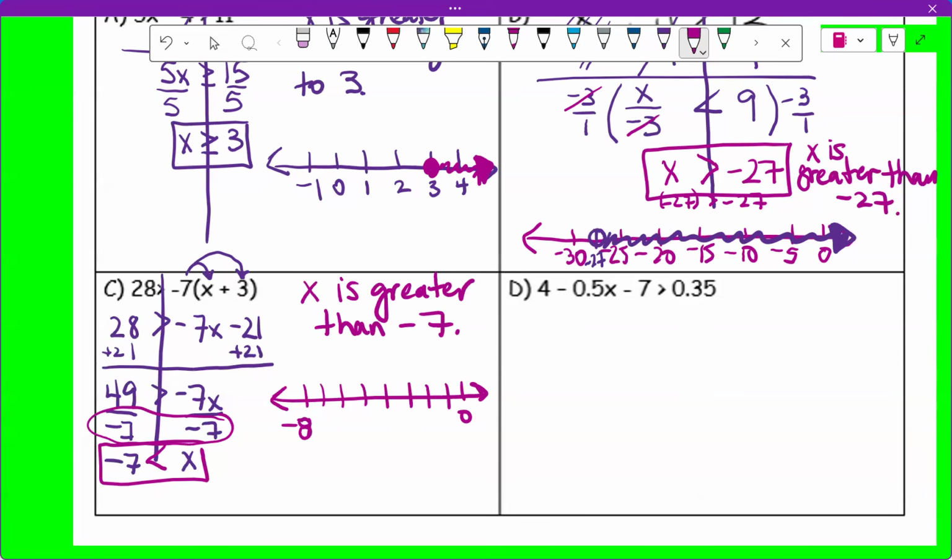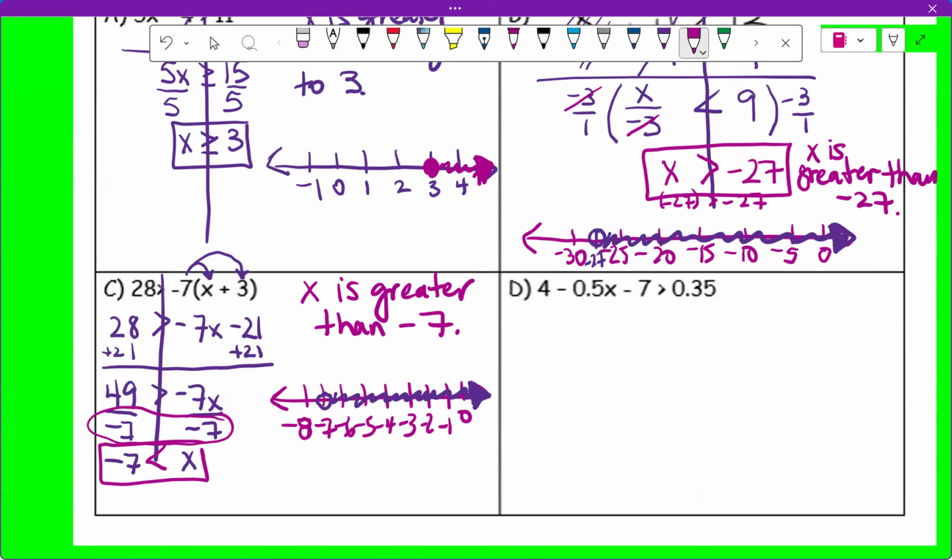It's not. So we need an open circle here on -7. I'm going to go ahead and number my number line. And the values are greater than -7 since we've reversed our inequality symbol. So we'll shade to the right.